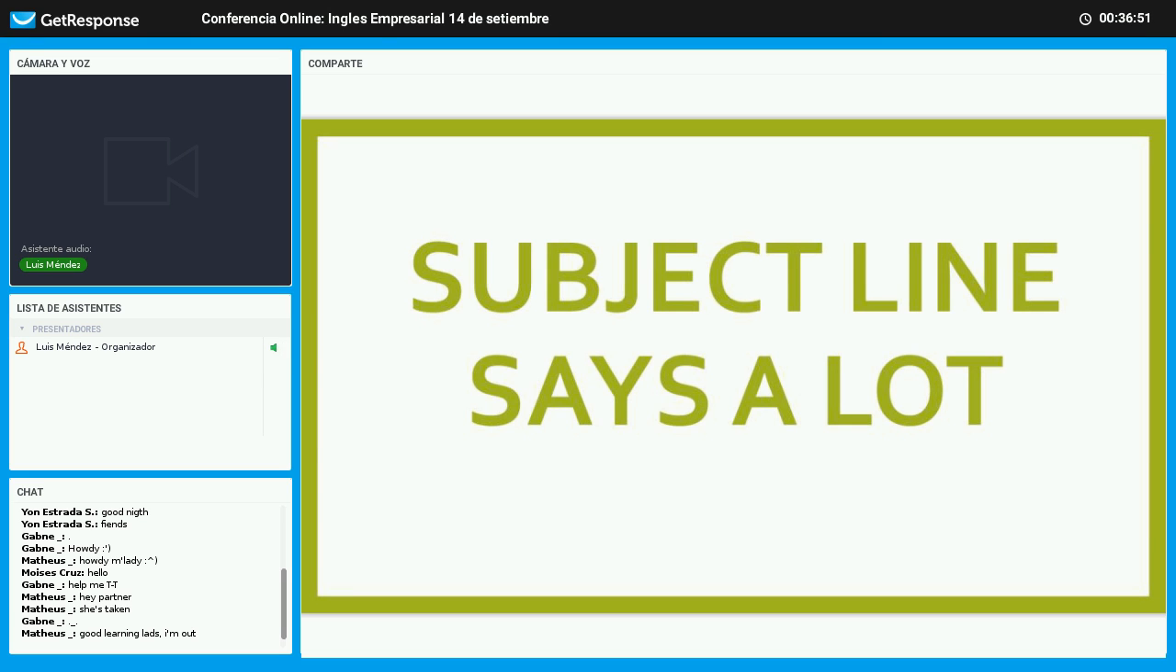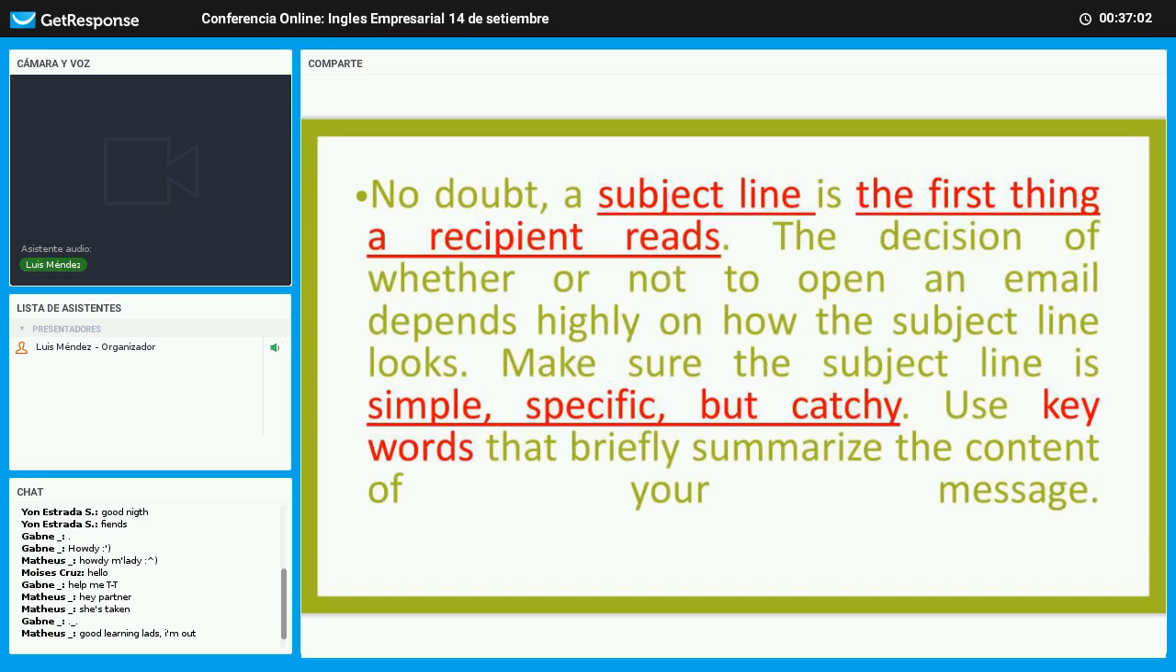As we said before, the subject line has to be clear and has to be like the summary of what we are telling. We need to make sure that our subject line is simple, specific, and catchy. Okay? We need to make sure you use simple words so the person understands exactly what this is about.